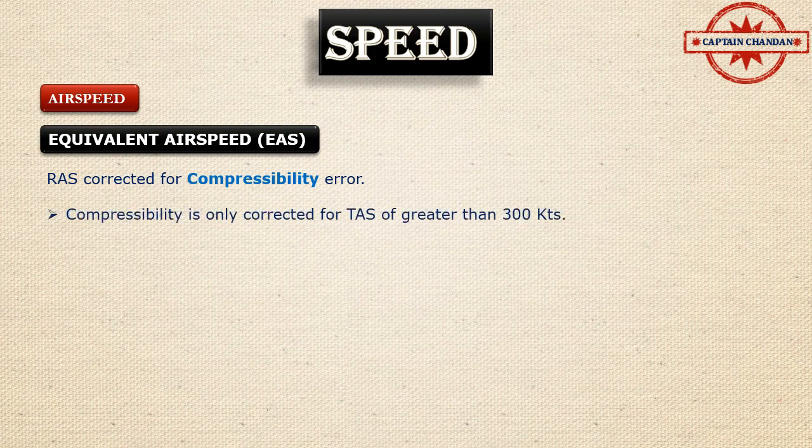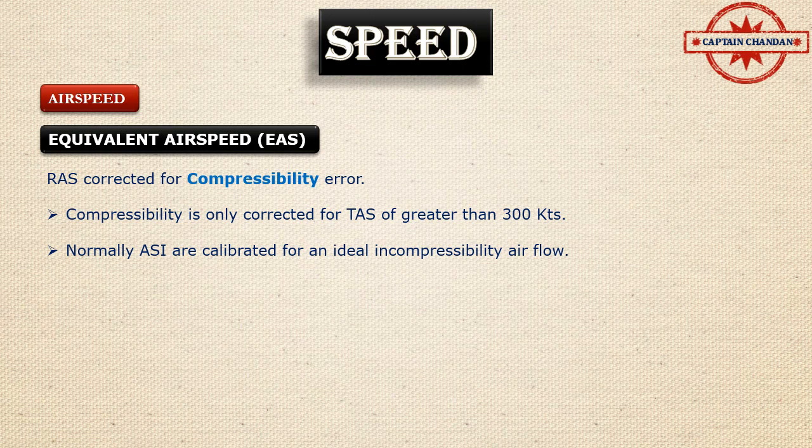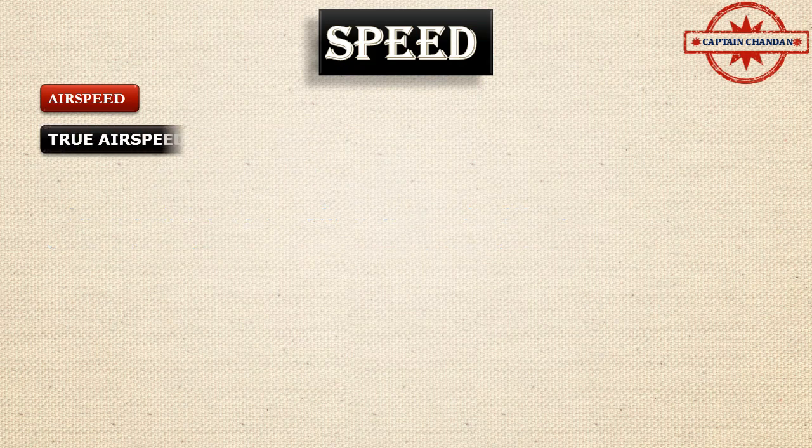Compressibility is only corrected for true airspeed greater than 300 knots. So below 300 knots there is no compressibility. When you fly greater than 300 knots, then the air gets compressed near the pitot tube and creates error in airspeed. Normally airspeed indicators are calibrated for an ideal incompressible airflow.